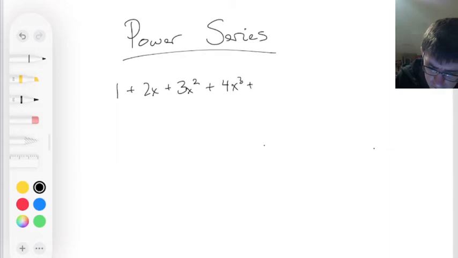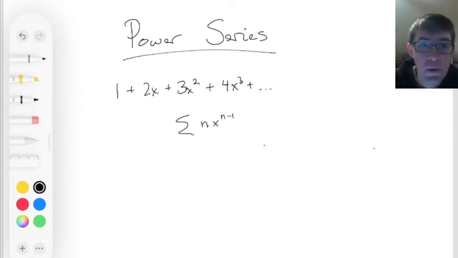Well, that's all right. This is a power series with the dot dot dot. It's like a polynomial that goes on forever, right? We can write it as a series. I guess in this case, this series would look like n times x to the n minus 1. That's what that one looks like to me.